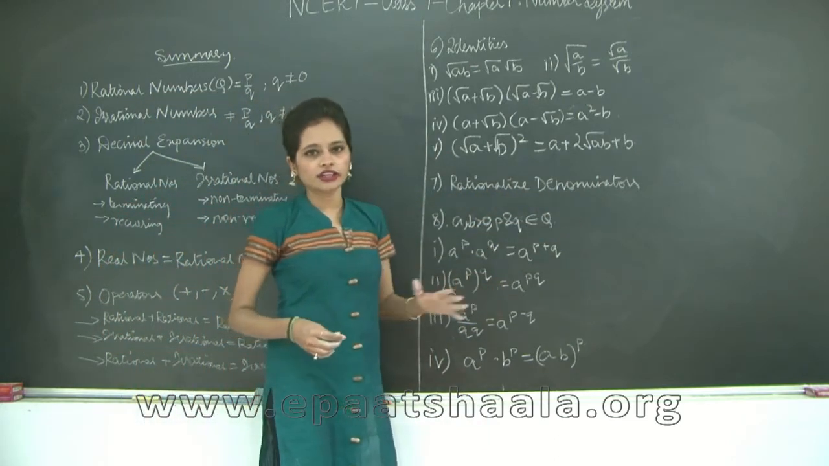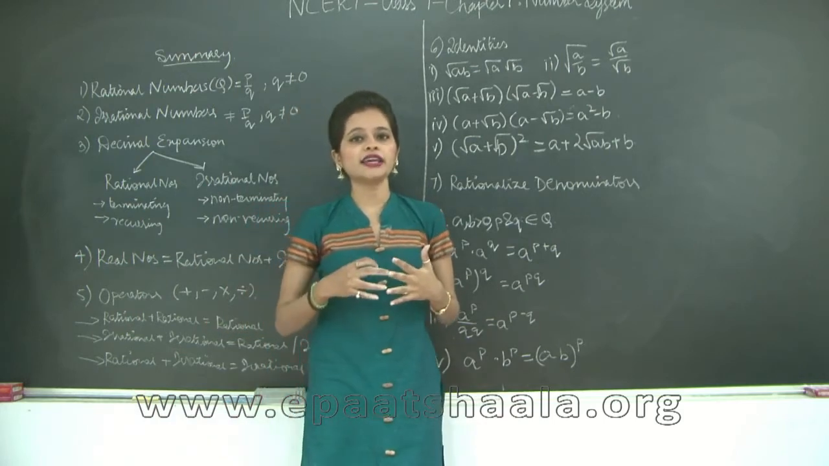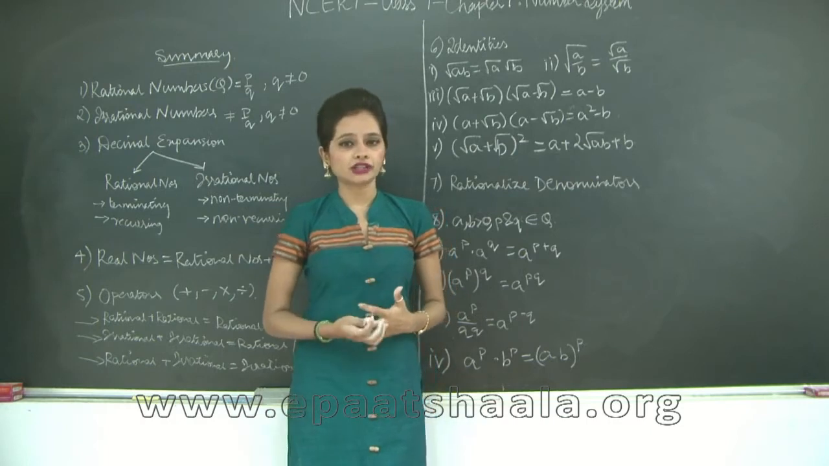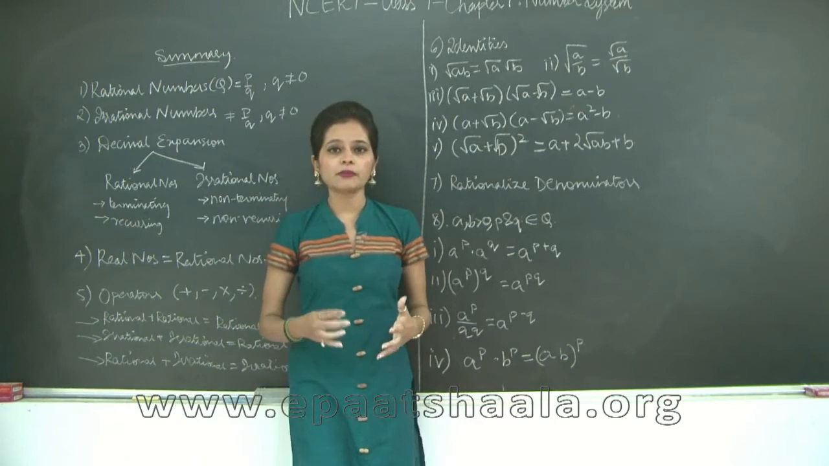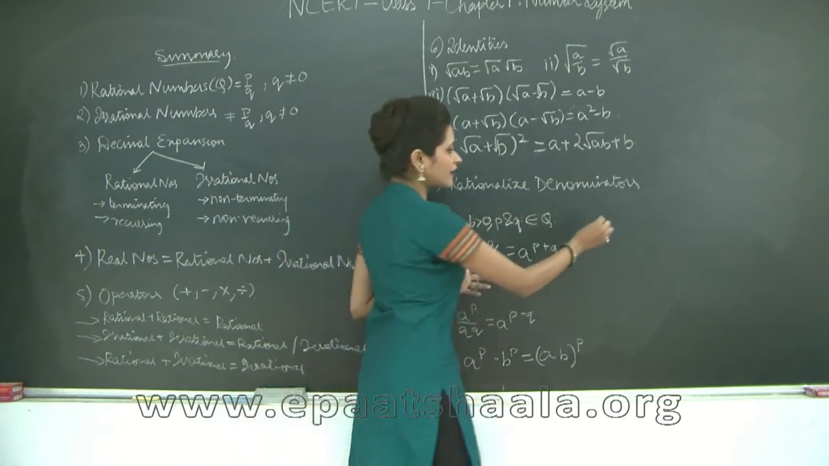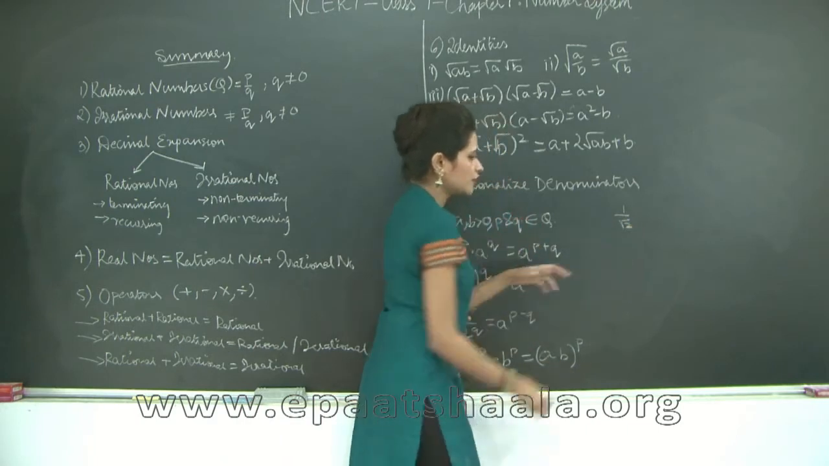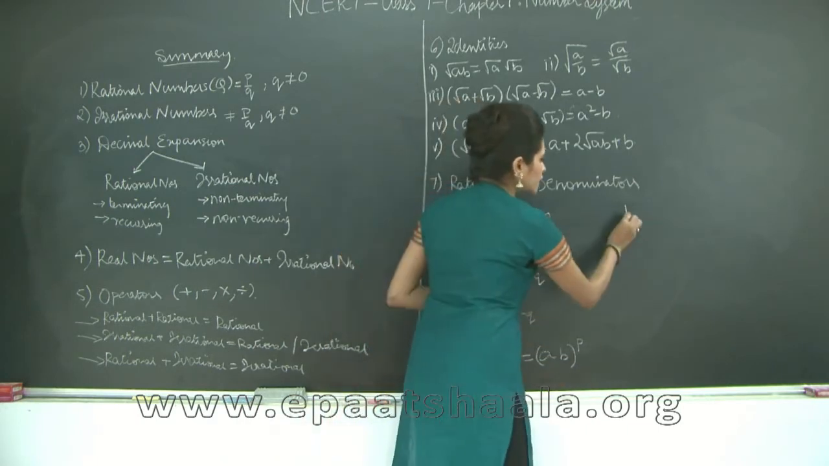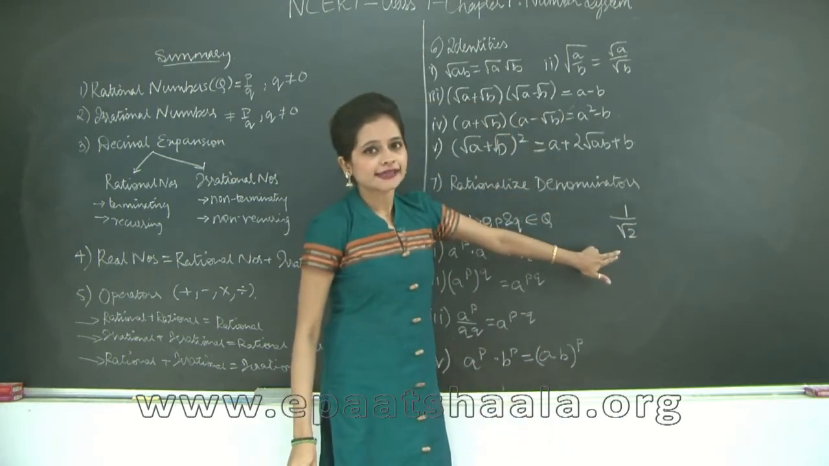So, rationalizing of denominators. Rationalizing of the denominators means your denominators would be irrational and you will want to make it rational. So, how are you going to make it rational? By multiplying the irrational number by its rational factor. So, if I have a number, say 1 upon root 2, you see that the denominator here is irrational.